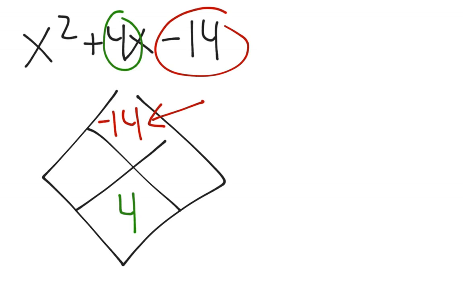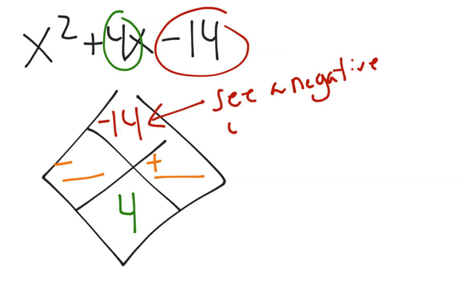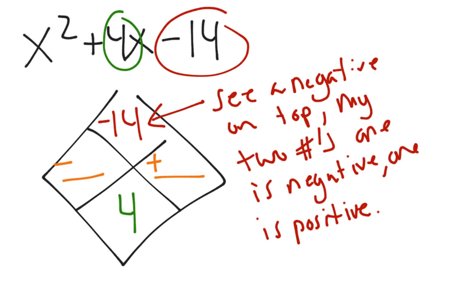Now, because this is negative, I know that my two numbers, one of them needs to be positive and one of them needs to be negative, because the only way to multiply to a negative is a positive times a negative. So if I see a negative on top, I know that my two numbers, one of them is negative, one of them is positive. Make sure you add that to your notes. That's an important thing to remember.